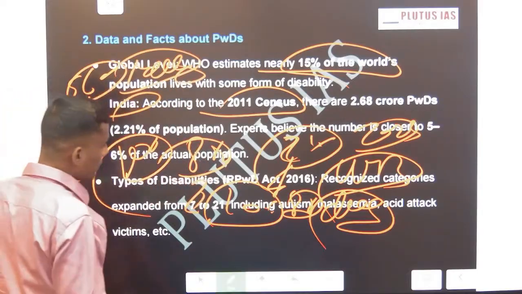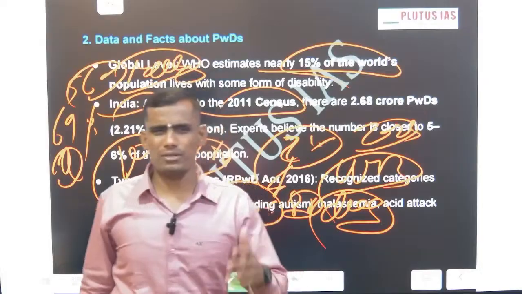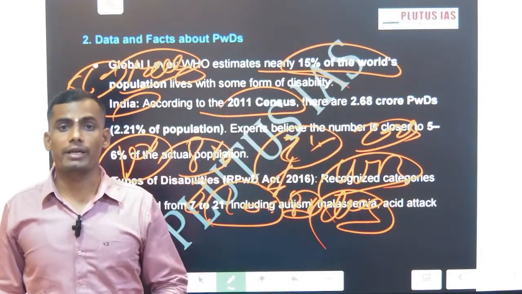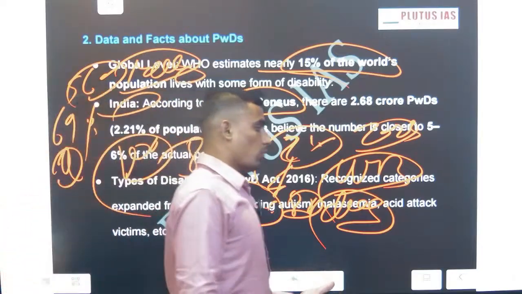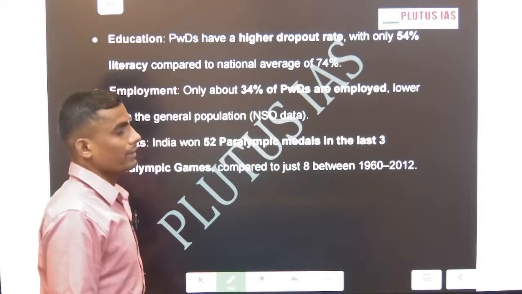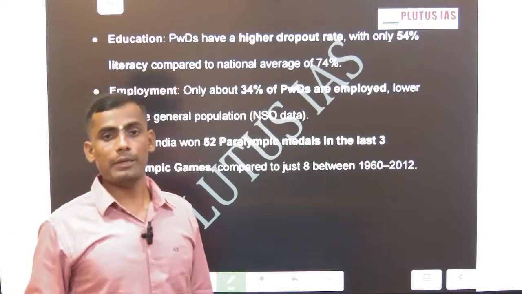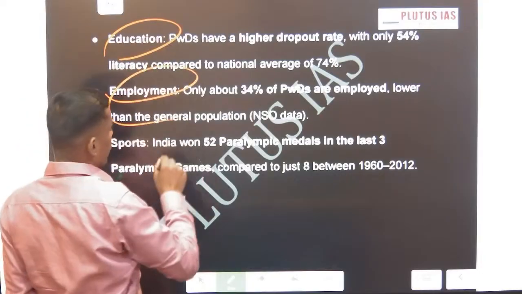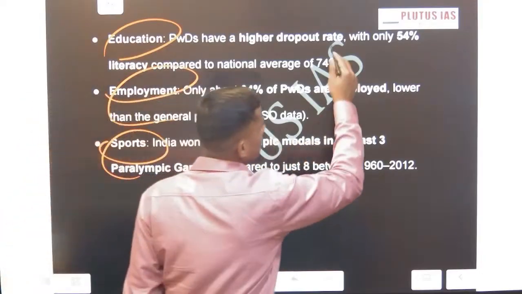There are different issues they are facing, particularly health related, food related, poverty related, and education related. Now we are going to discuss what exactly the issues faced by persons with disabilities are in various domains.